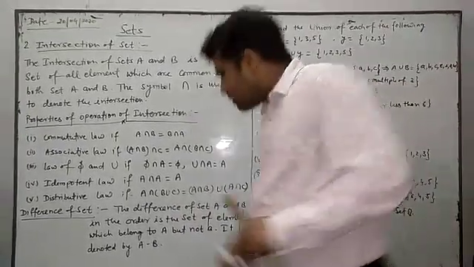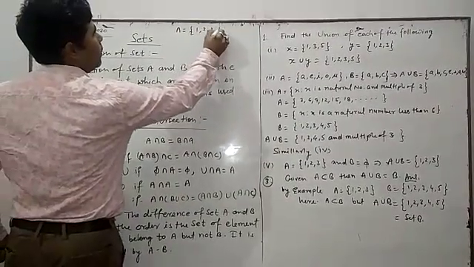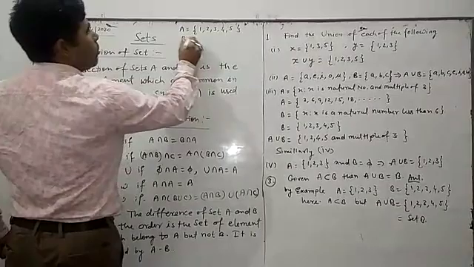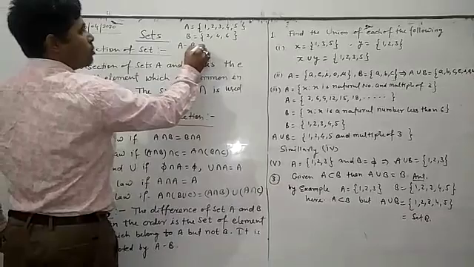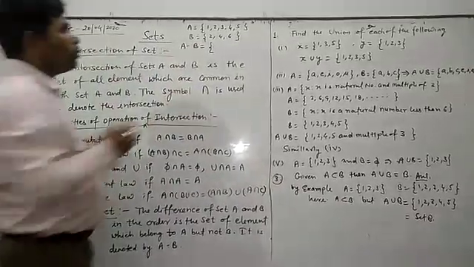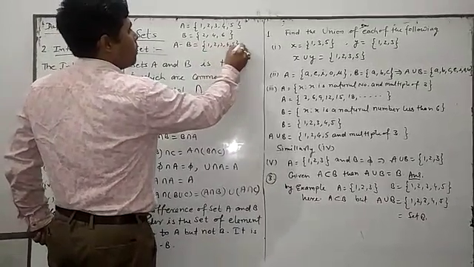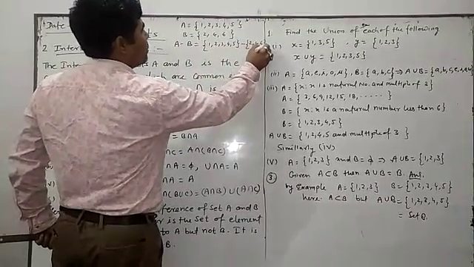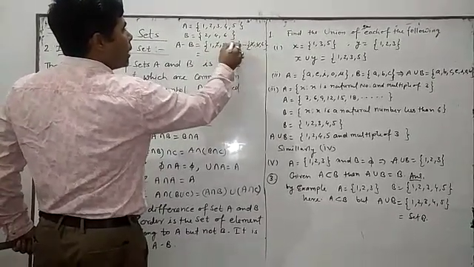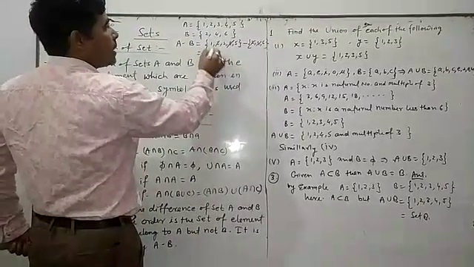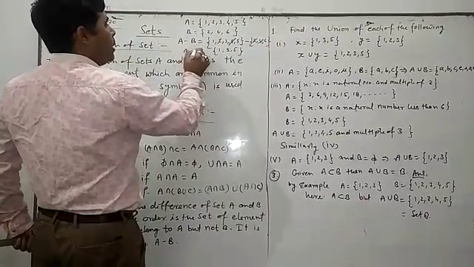Let us understand by example. Suppose that A is equal to {1, 2, 3, 4, 5} and B is equal to {2, 4, 6}. Now A minus B is equal to... A is 1, 2, 3, 4, 5, minus B, which is 2, 4, 6. Which elements are common? 2 and 4 are common. What will be the rest of the elements of set A? 1, 3, 5. This is A minus B.